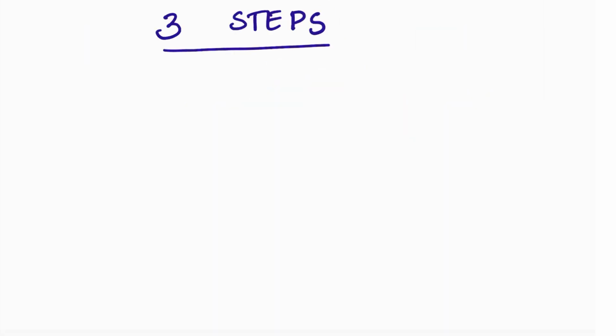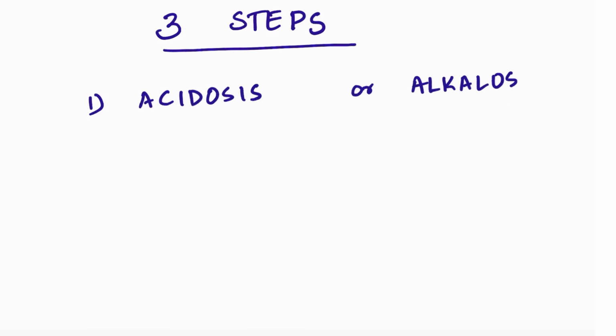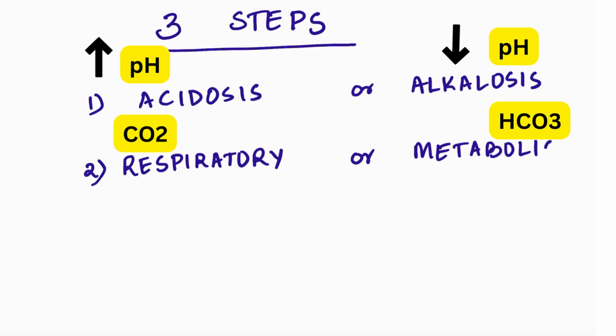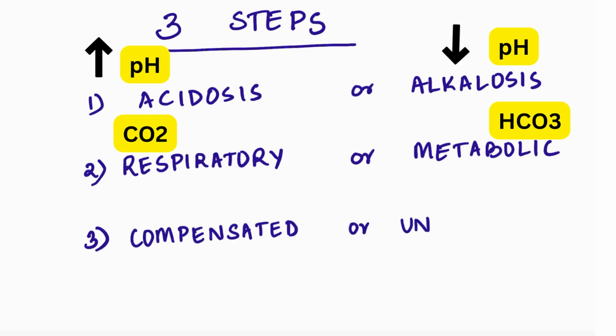Now this is done in 3 steps. First, we see whether it's acidosis or alkalosis by seeing the pH, whether it's high or low. Second, respiratory or metabolic by seeing the carbon dioxide and bicarbonate levels. And third, we look at whether this is compensated or uncompensated. Now let's solve some questions.